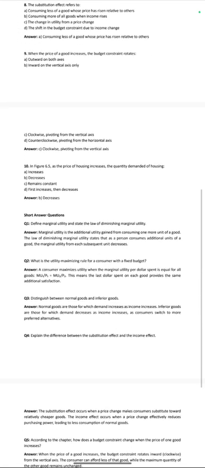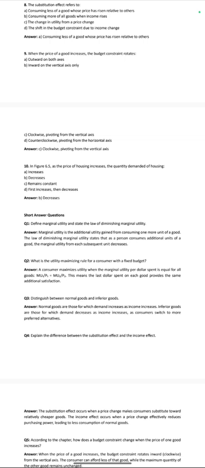MCQs number 10. In figure 6.5, as the price of housing increases, the quantity demanded of housing... The answer is option number B, decreases. Short answer questions. Question number 1. Define marginal utility and the law of diminishing marginal utility.